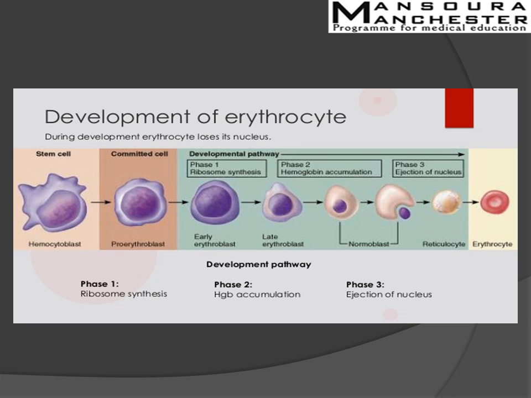These are the stages of erythrocyte formation in the bone marrow. First, we start with the stem cell, which is the hemocytoblast, which then differentiates into the proerythroblast, then the erythroblast, which is early and late erythroblast, then further differentiation into pronormoblast, normoblast, early and late, reticulocyte, and lastly the erythrocyte or the mature red blood cell.